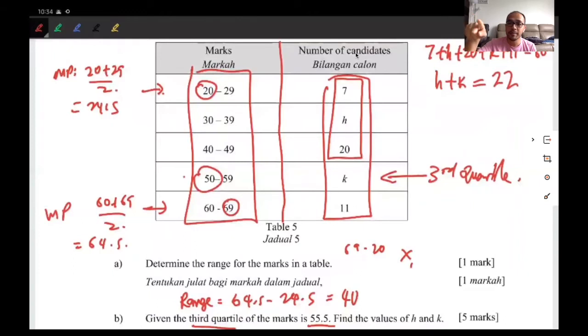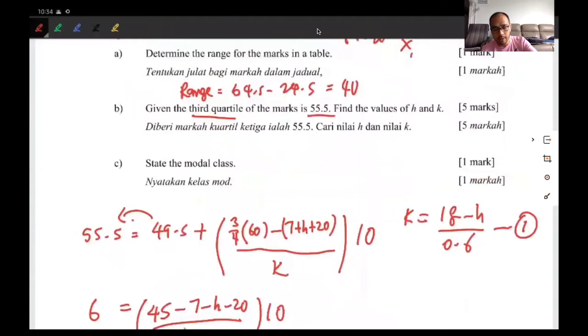Sorry, over here. And this one I'm not going to show you because it's too long. Not too long, but I don't want to waste time. You will get k equals 10 and h equals 12. So k equals 10 and h equals 12. This is my final answer.